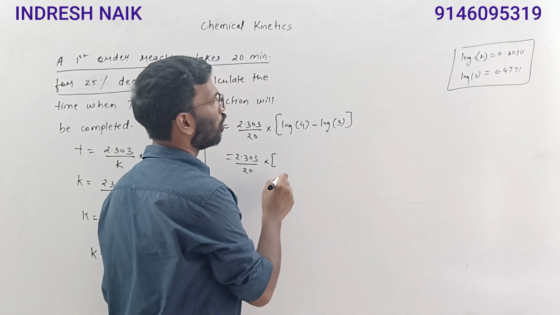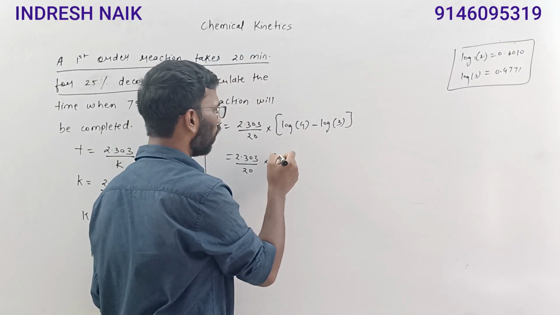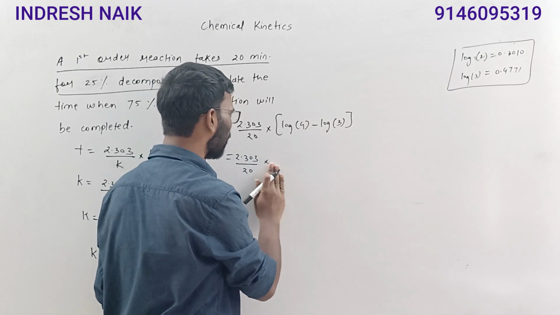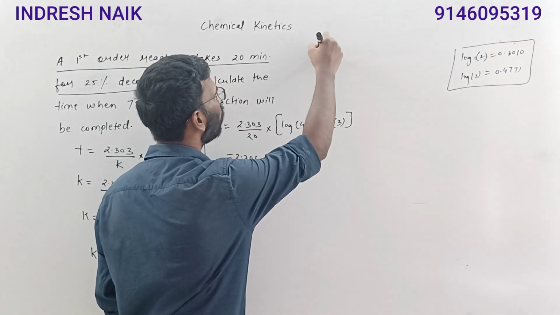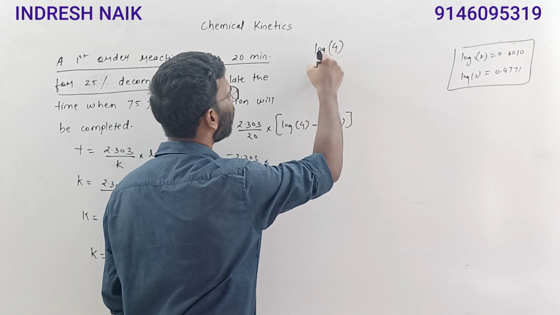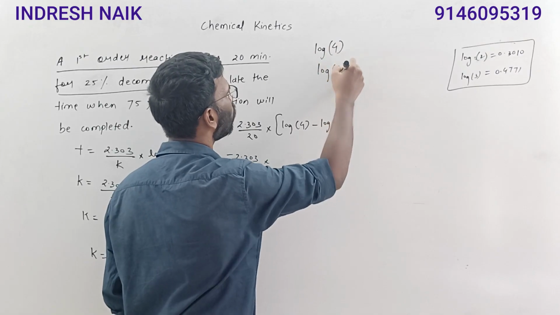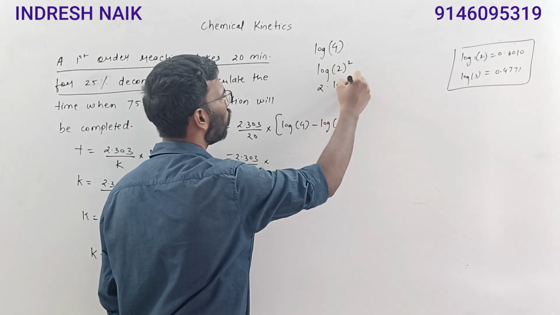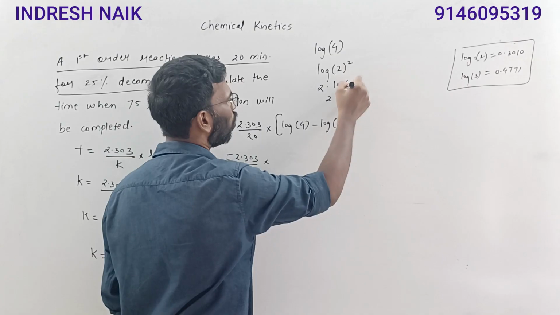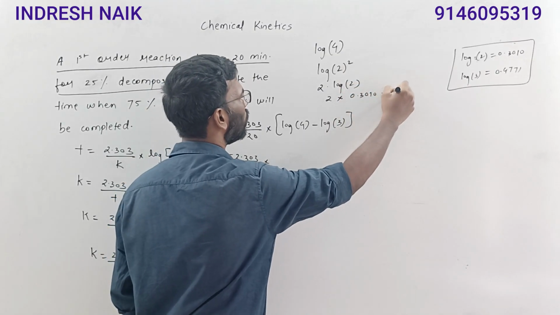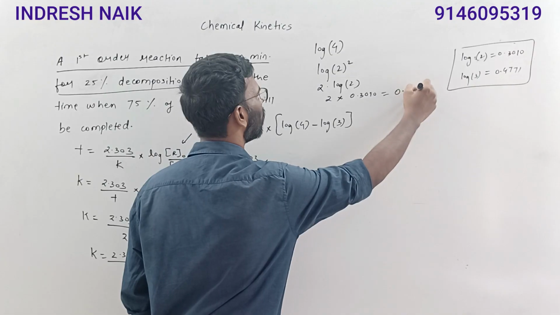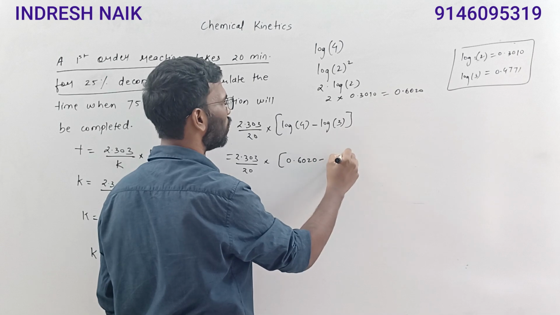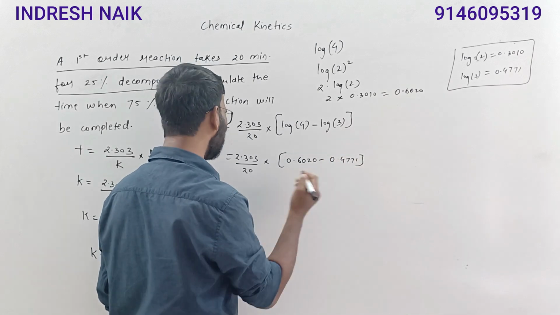So what do I do? 4 could be written as 2 raised to 2. So I'll solve this separately, otherwise I will have to write this again and again. So how to solve log of 4? Log of 4 could be written as log of 2 raised to 2. Using logarithmic identities, this could be written as 2 into log of 2. So 2 into log of 2 is 0.3010, which is equal to 0.6020. So here I am writing 0.6020 minus log of 3, which is 0.4771. Now you can solve this easily.